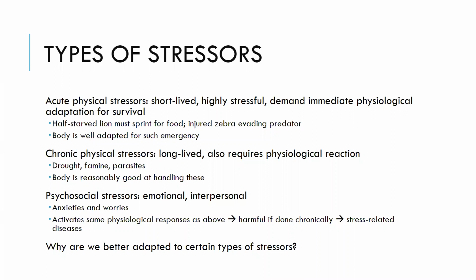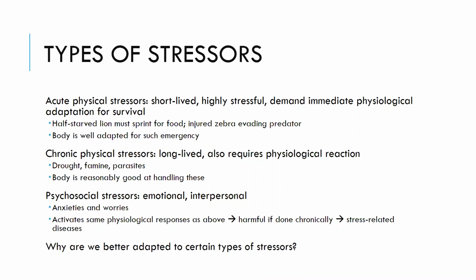Chronic physical stressors are more long-lived, but still require a physiological reaction. So this would include something like drought, famine, parasites, things that last longer, but still require physiological reactions to conserve resources, for instance. And our body is reasonably good at handling these things. Psychosocial stressors, though, are emotional, interpersonal, messy in nature, all of our anxieties and our worries. These activate the same physiological response as the physical stressors above. However, while this response is helpful in acute situations, it's harmful if it's turned on chronically and can catalyze stress-related diseases such as ulcers over time.